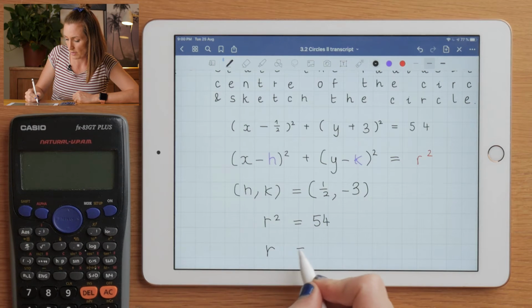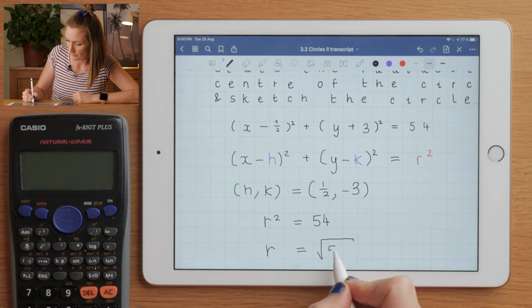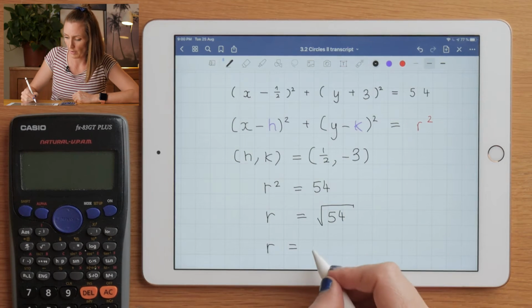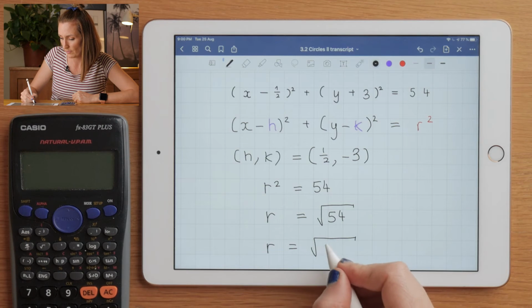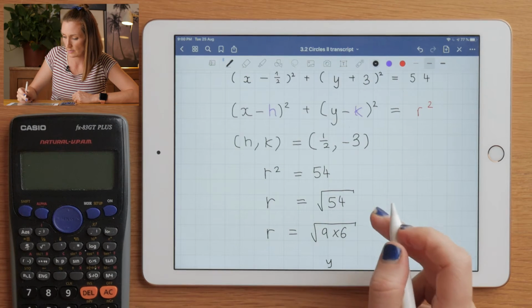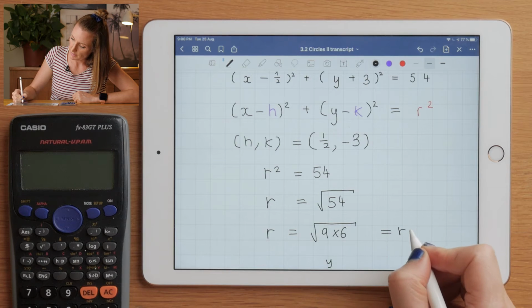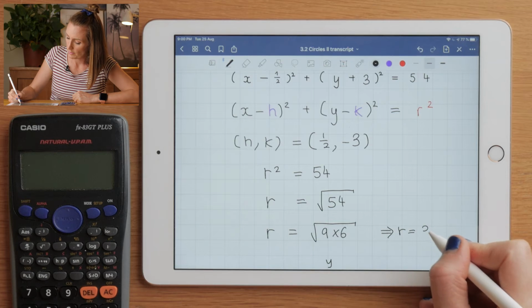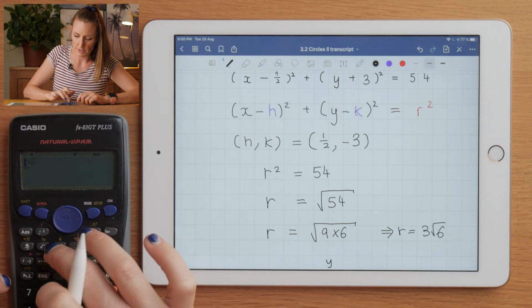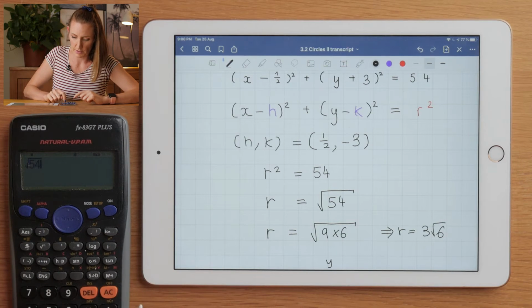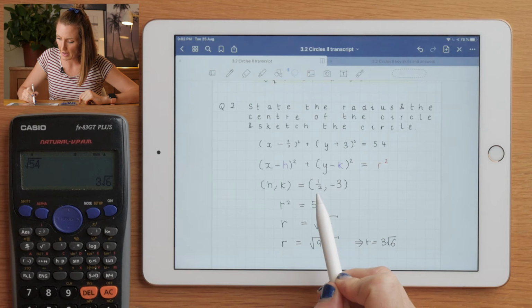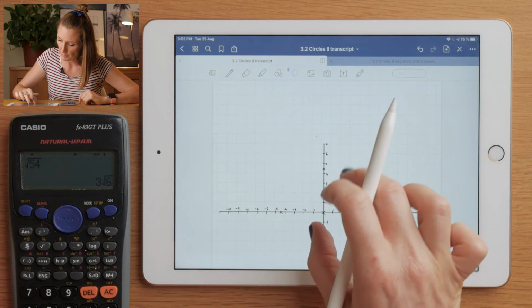Now we can take the square root of 54, and we can break that down a little bit. We know that 54 is 9 times 6, so r is equal to 3√6. If you need to, you can do that in your calculator and it will simplify that down for you as well, or roughly 7.3.